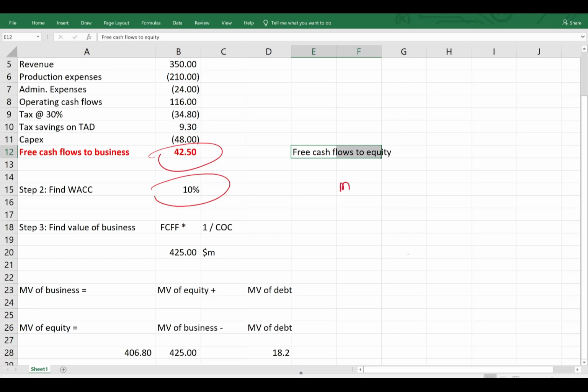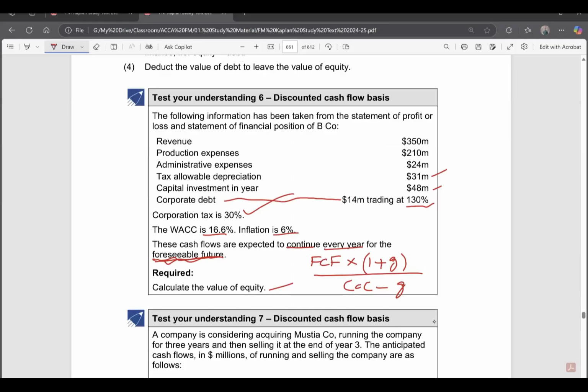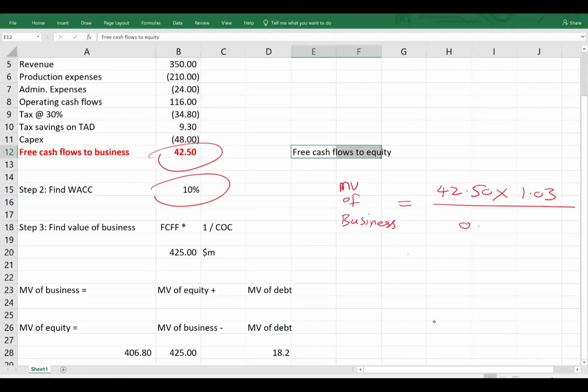So to find the market value of the business, $42.50 into growth over WACC minus growth. That will give you the market value of the business. Definitely it will be more than this, because now our cash flows are growing with 3%. Less chances, but he might give you a question like this in multiple choice section A or section B. So be ready for this type of valuation.